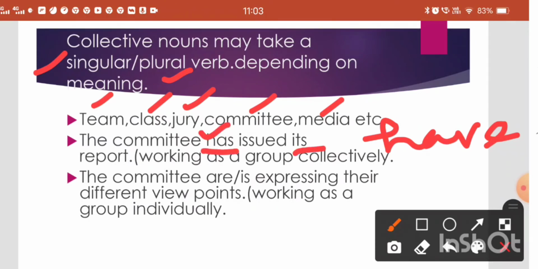The next one: "The committee are expressing their different viewpoints." Now here the subject committee is working as a group of individuals, meaning all the members of the group are working individually. They are not together. They are not working as one unit. That's why we will use "are" here, not "is". One more clue: if you find "their", then also we'll be using plural verbs.